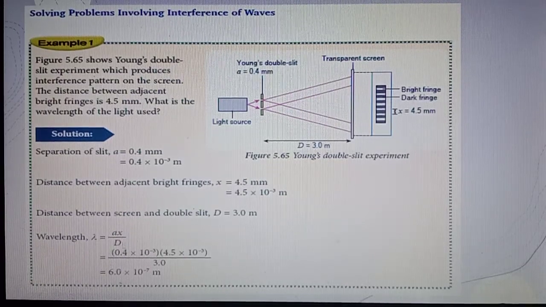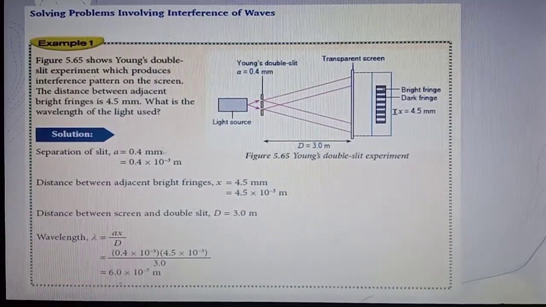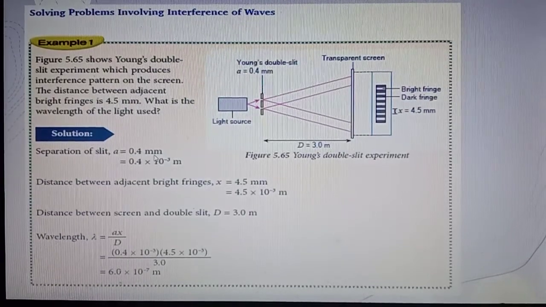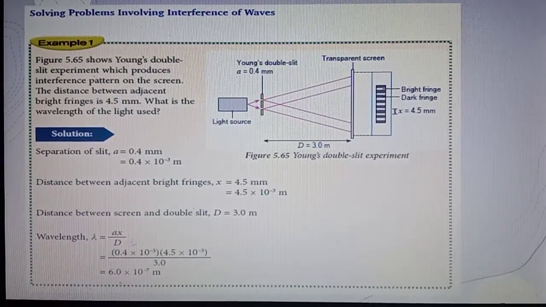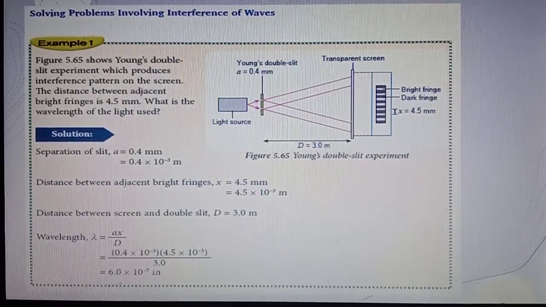But remember, when you substitute the values, you better check that all the units must be changed to the same unit first. You can use the SI unit straight away, or you can choose one unit, like millimeter, and then substitute, so at the end only you change to meter. Or you change everything to meter, then substitute, meaning the final answer is in meter.